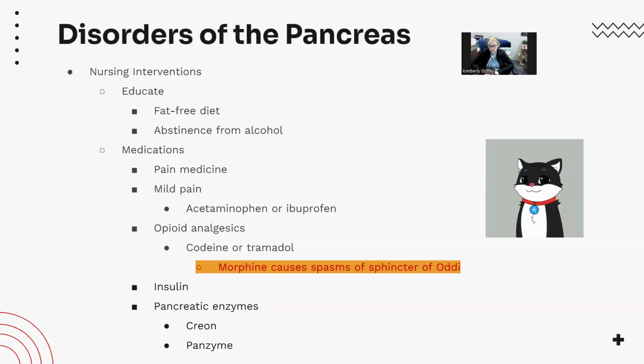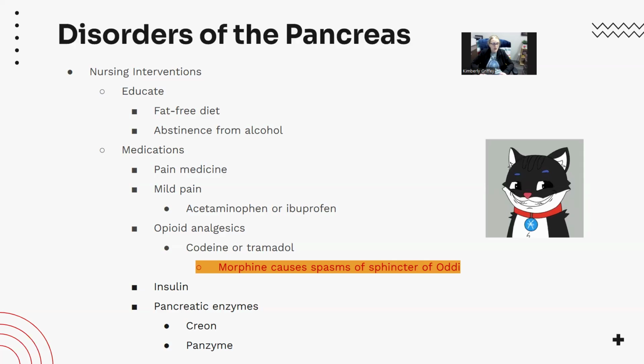Their treatment is also going to depend on the cause. Medications, we're going to give pain medication. Demerol is discouraged due to risk for seizures, especially in older adults. Most of the time, whenever I had patients with pancreatitis, they were getting morphine or Dilaudid. Usually, I think it was Dilaudid. For mild pain, you can give acetaminophen or ibuprofen. You can do opioid analgesics like codeine or tramadol.